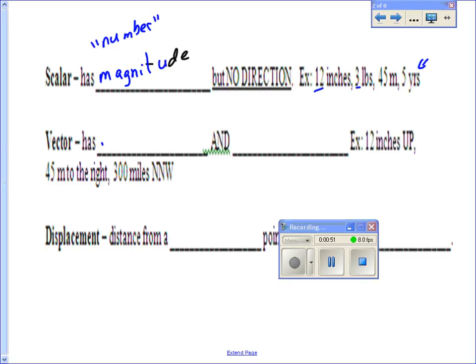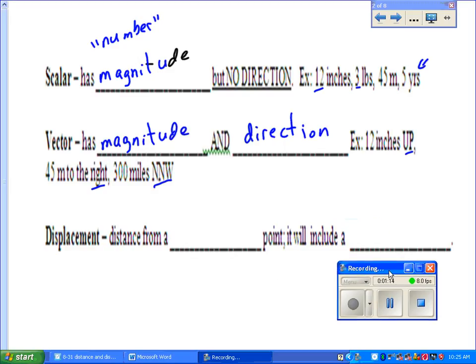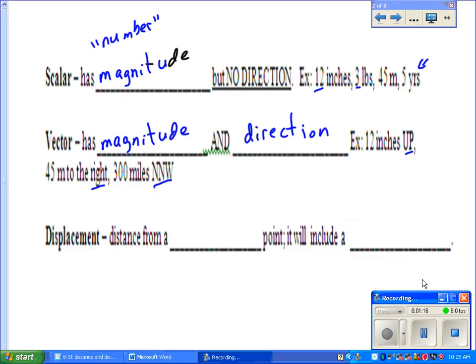Vectors have a magnitude, so it has a number, but it also includes a direction, so it gives you more information. It's more specific. It's not just 12 inches, it's 12 inches directed up. It's 45 meters directed to the right. It's 300 miles north-northwest. So with the direction, we have more information. So a vector has more information than just a simple number.